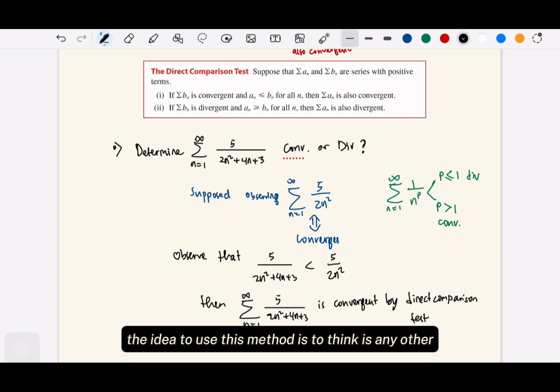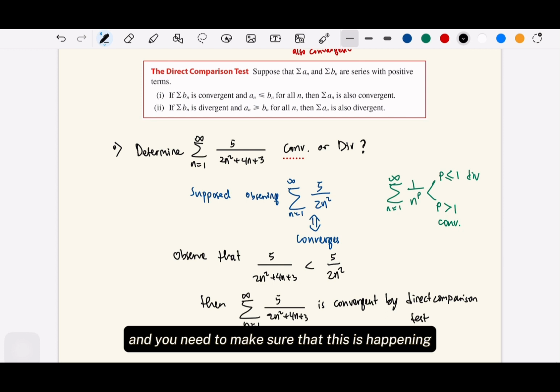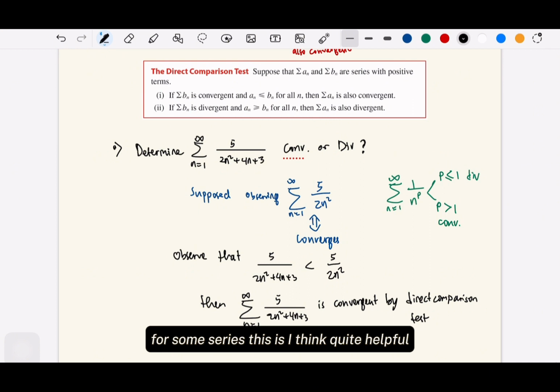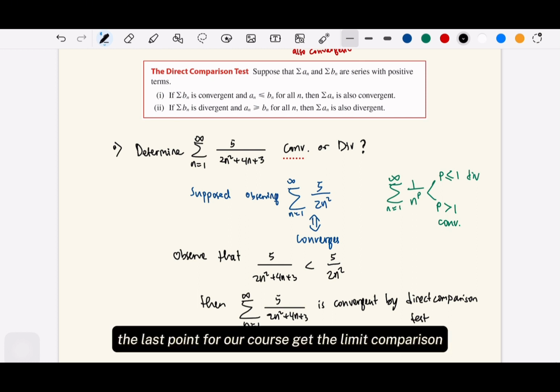The idea to use this method is to think whether there is any other function or series that can be compared with, and you need to make sure that the inequality is actually happening. Sometimes it doesn't make sense, for example, you find the other series converges but it is greater, then you need to think of another method. For some series this is quite helpful, but most of the time there's another method that is better than this comparison. We call that method the limit comparison. I think that will be the last point for our course.